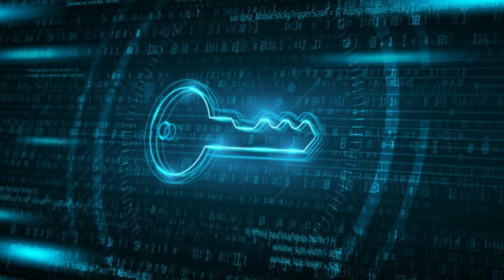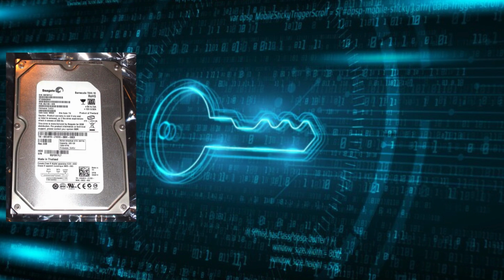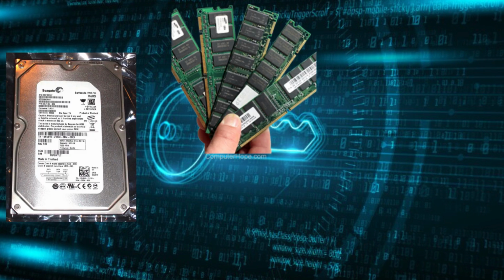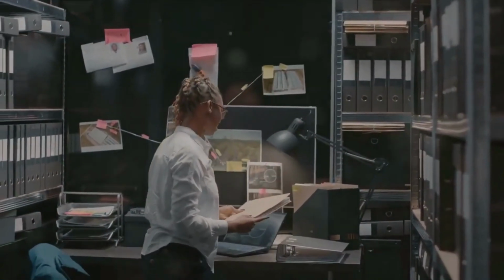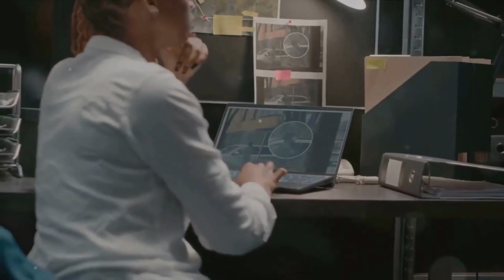Once the incident was confirmed, we began acquiring potential digital evidence. This included imaging the suspect's hard drive, capturing volatile memory, exporting Outlook PST files, and extracting USB connection logs. Every item collected was entered into Solaris Tech's chain of custody log, with a unique evidence ID, time and date of acquisition, tool used, and the identity of the handler.